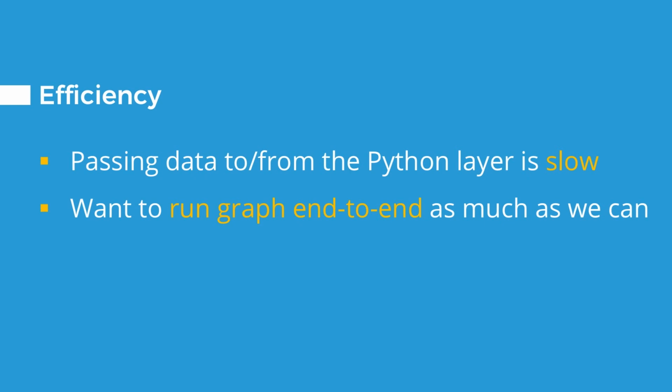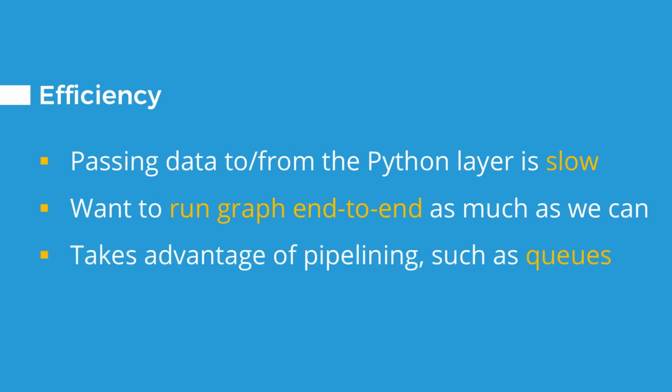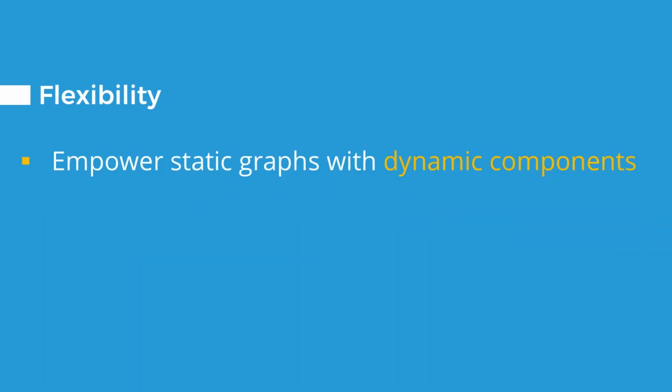That is, we want to just be able to call session.run once and then have the code completely go through the C++ layer. Again, it allows us to take advantage of built-in pipelining such as queues. For flexibility, it allows us to empower our static graphs with dynamic components. One of the things that people like using Torch over TensorFlow for is the fact that it uses dynamic graphs. That is, you can change the graph at runtime. TensorFlow, because of its capacity for deployment, has this static graph requirement. But that doesn't mean that we can't have dynamics. We can have a dynamic graph even though it's statically defined.